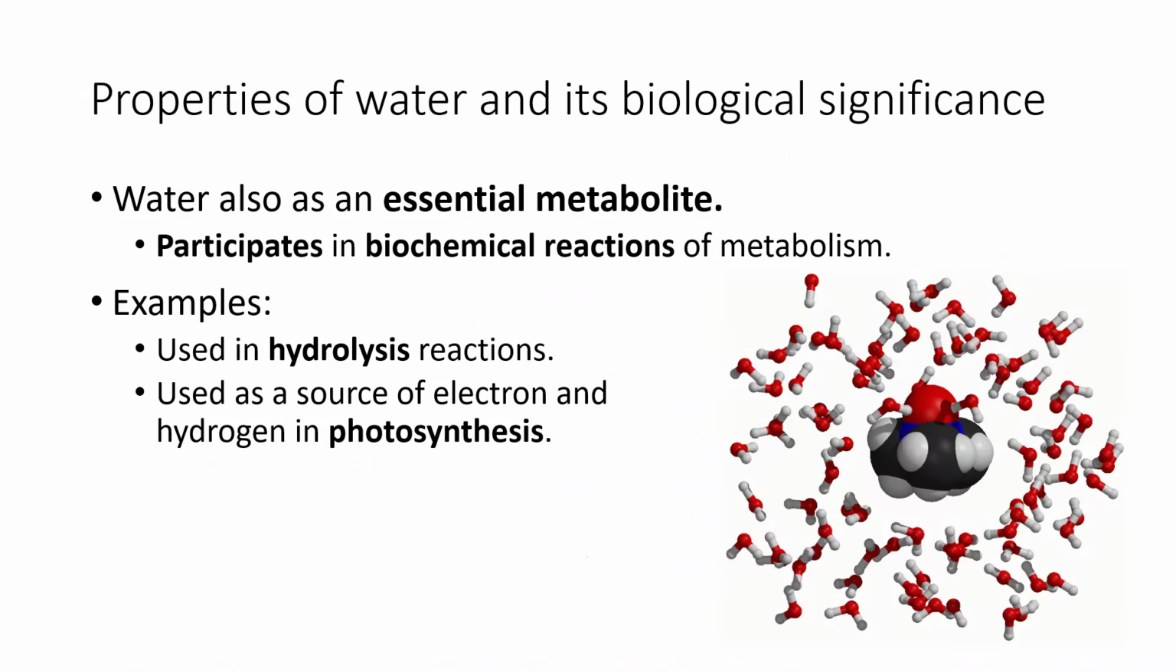Then the water is also used as the source of electrons and hydrogen in photosynthesis. So in SPM, you already learned photosynthesis. So it uses water. But in STPM, in the coming chapter, you will study photosynthesis in detail, and then you will study how the water molecules are involved. You can see how they donate their electrons to the chlorophyll, and how the hydrogens are involved in photosynthesis.